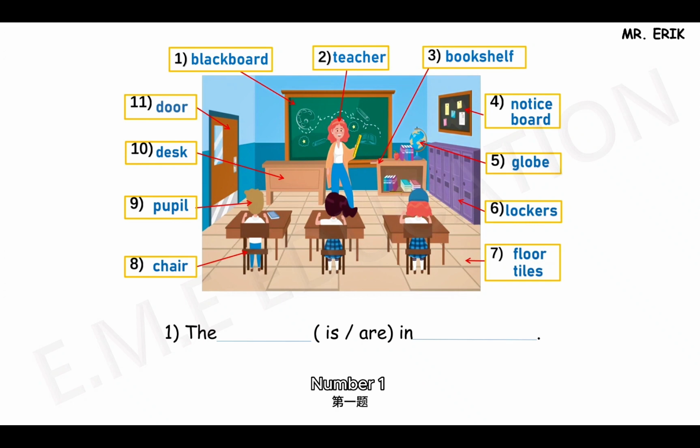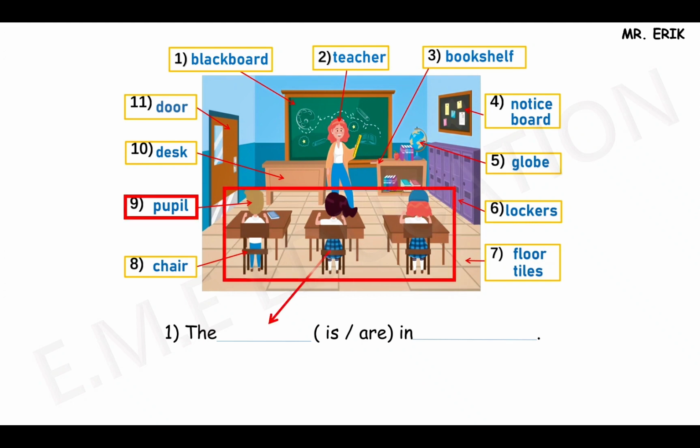Number 1, the pupil. We have 3 pupils here, so we need to put as. The pupils are in the classroom.